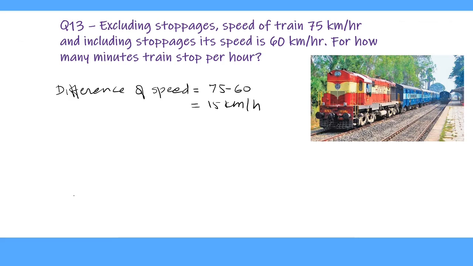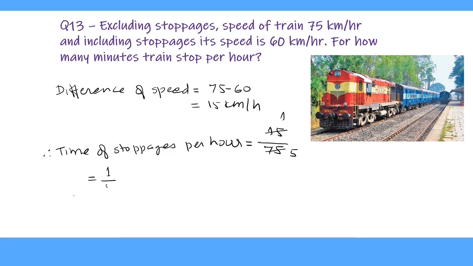Difference of speed equal to 75 minus 60 equal to 15 km per hour. If there had been no stoppages, then the train would have traveled 15 km more per hour than in the present situation. So this is the time of stoppages where the train stops at stations. Therefore, the time of stoppages per hour equals distance 15 km upon speed 75 km per hour. We cancel 15 times 1, and 75 by 15 is 5, times 15 is 75. So this is equal to 1 upon 5 hours, which is equal to 12 minutes. So the train stops for 12 minutes per hour at the stations.